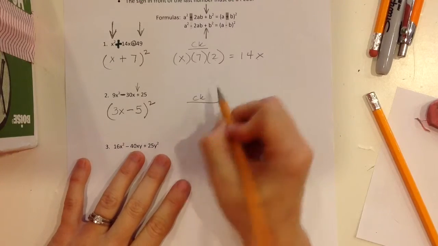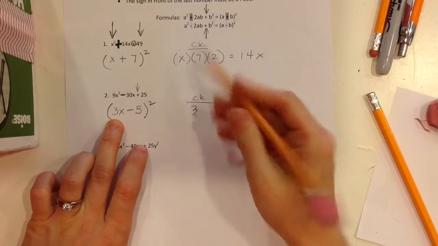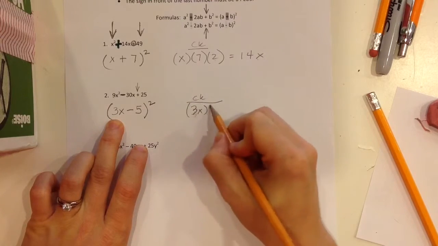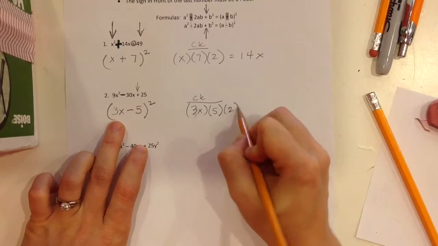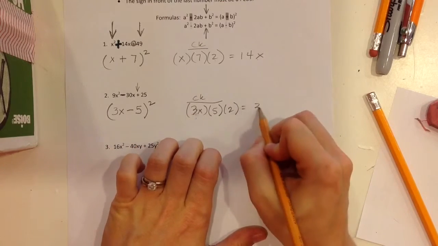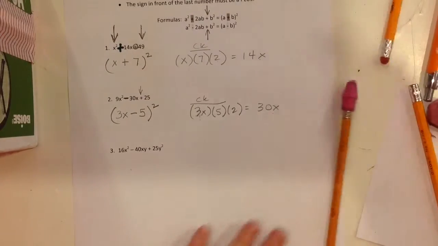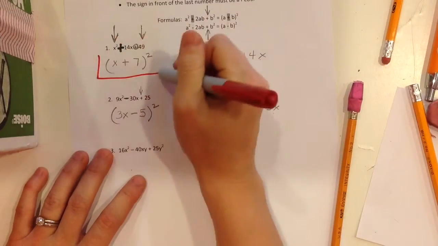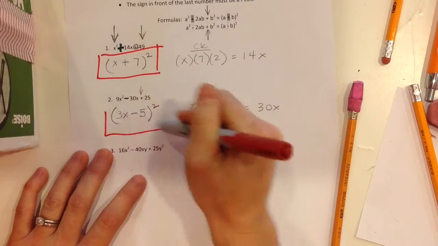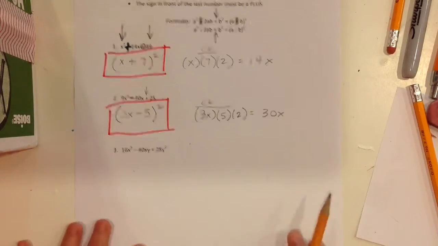Again, if you want to check it, I take my first, 3x, times 5 times 2. So 5 times 3 is 15 times 2 is 30x. Is that my middle term? Yes. So that means this is a perfect square trinomial. And your answers are the red boxes. So this is what you would type in to your Course Compass homework.